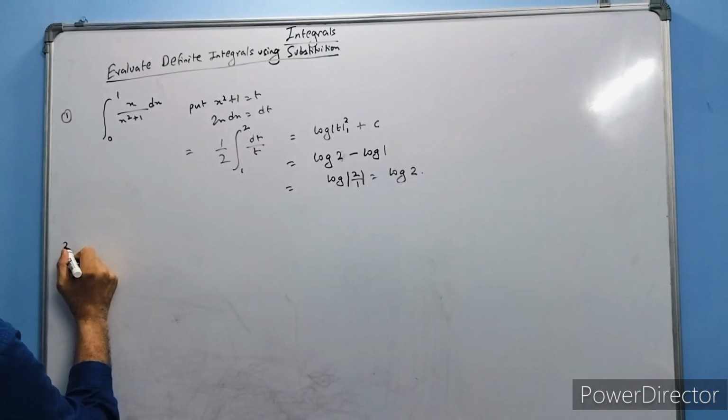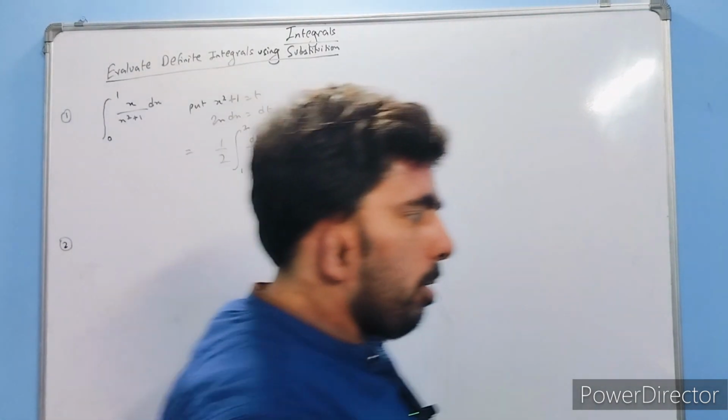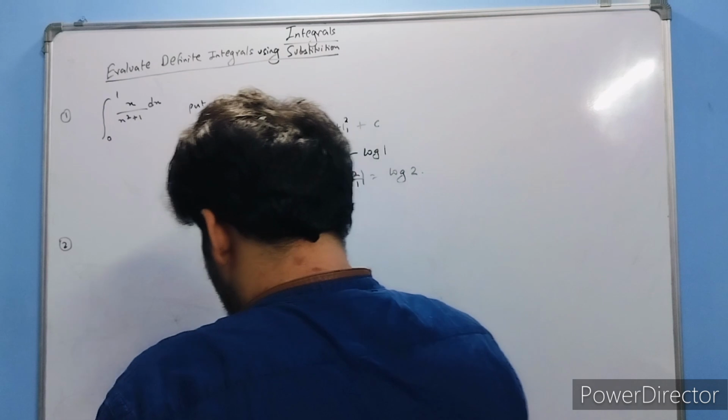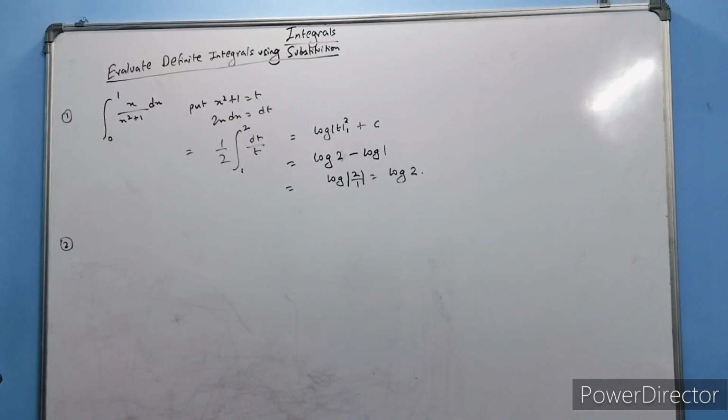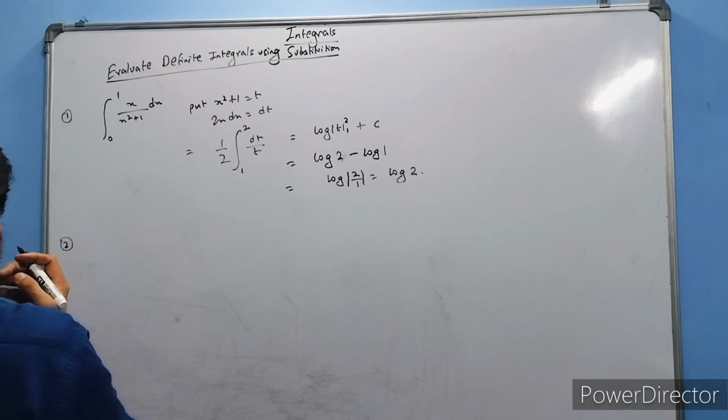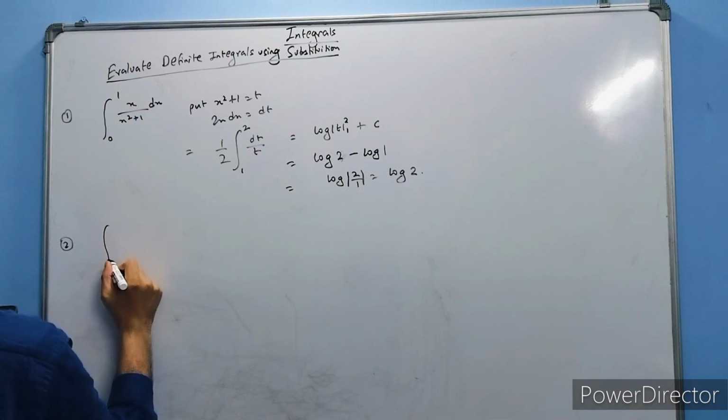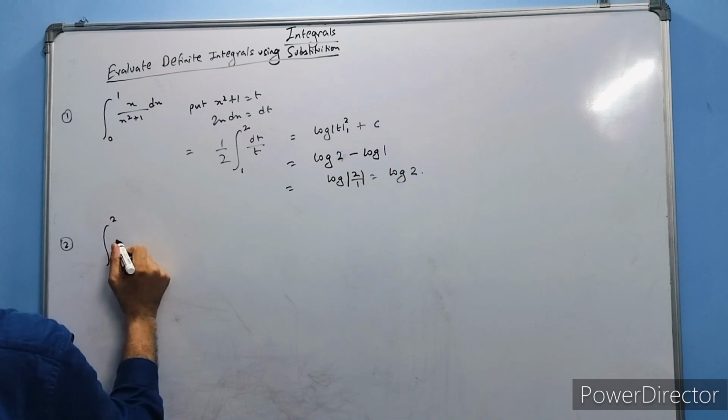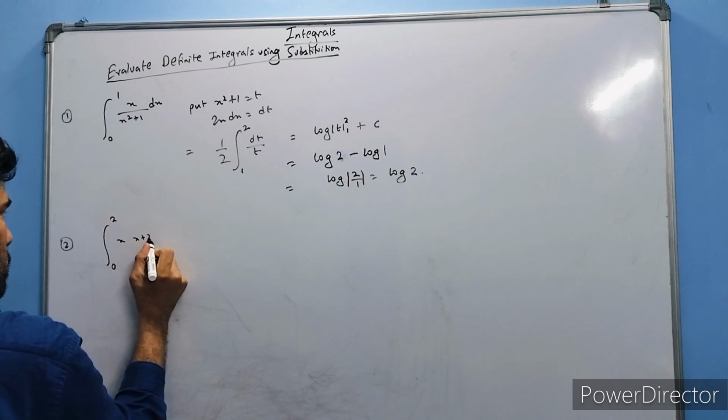Now we'll move to the second question. Now the second question I have, that is, we'll try to solve the next question. Now the next question I have, that is, the integral from 0 to 2 of x root x plus 2.